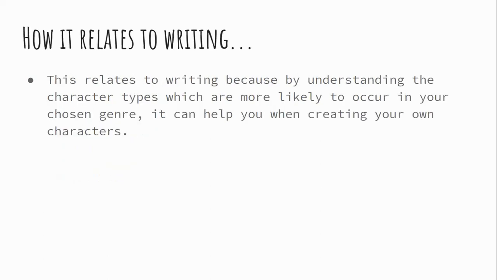Anyway, so how it relates to writing. This relates to writing because by understanding the character types which are more than likely going to occur in your chosen genre, it can help you when creating your own characters. So I know that in crime thrillers, which is what I'm obsessed with and what I am currently working my way through, there is going to be a villain that is the criminal. I know that there's going to be a hero that is the detective. I know that there is going to be a princess or a victim. That's usually the one who's going to get killed or burgled or attacked in some way, shape or form. So I know that those three are definitely going to be included.